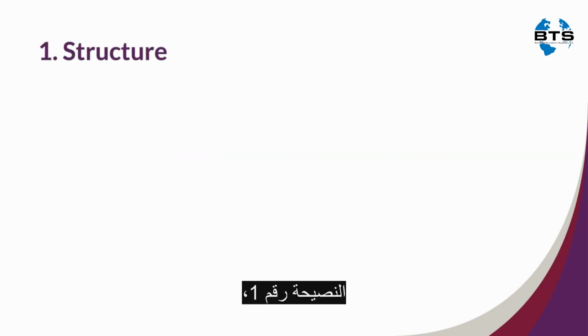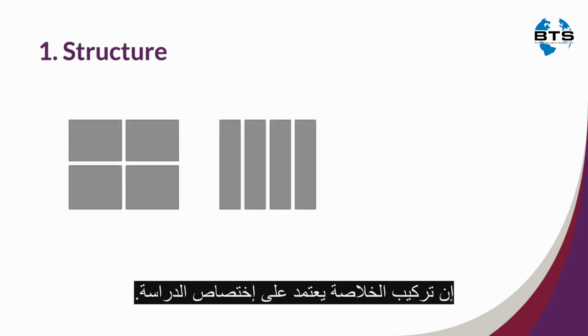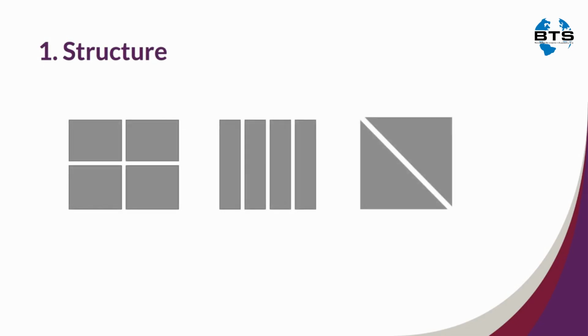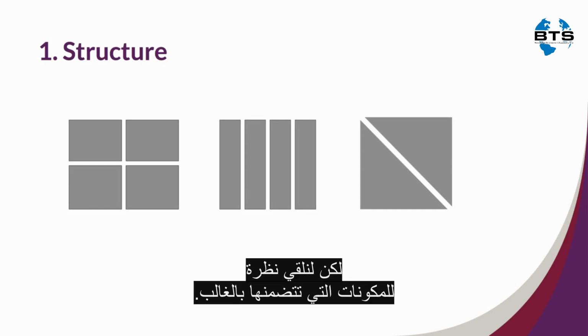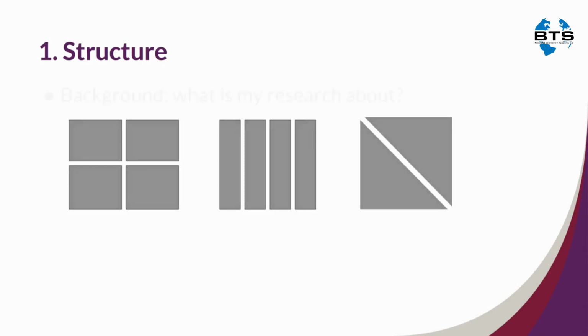Abstract tip number 1, structure. As just mentioned, the structure of an abstract can vary depending on the field you're studying. However, there are common elements that most abstracts contain, even if the wording is a little different. Let's take a look at the components often included.